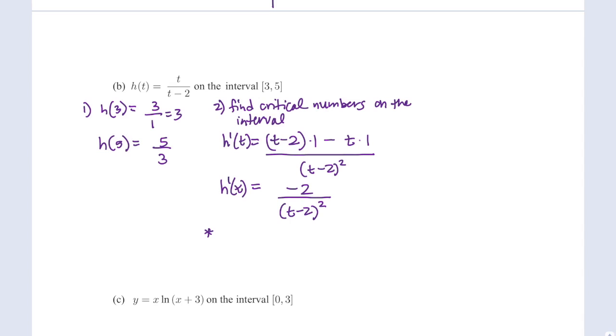So we can see h prime is undefined at t equals 2, but that's not in the domain of the original function, and it's also not on our interval, so not a critical number. Because it's not in the domain of h.